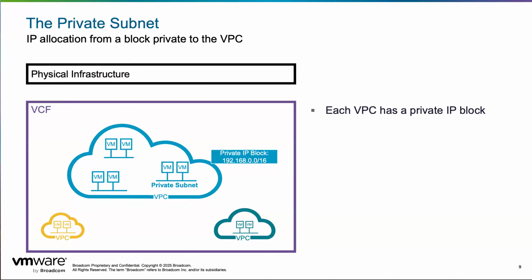In terms of IP addressing, again, I mentioned earlier on that we want to give everything in an automated fashion to the application user. So the subnet will get an IP block, and this IP block is taken from a larger block called a private IP block that is defined on a per VPC basis.